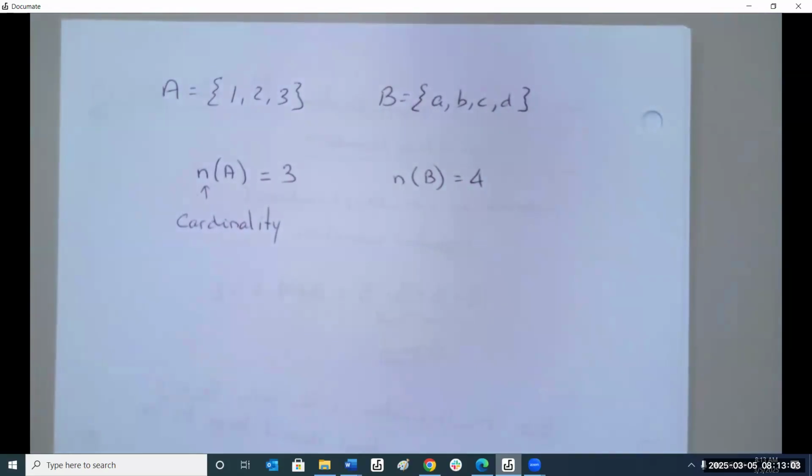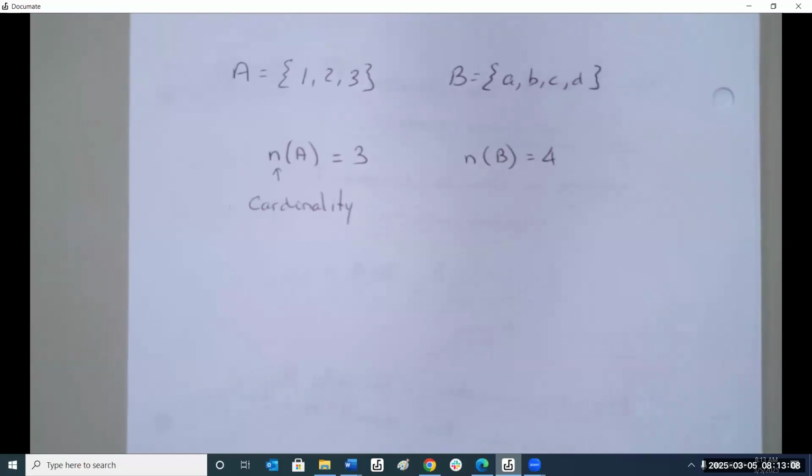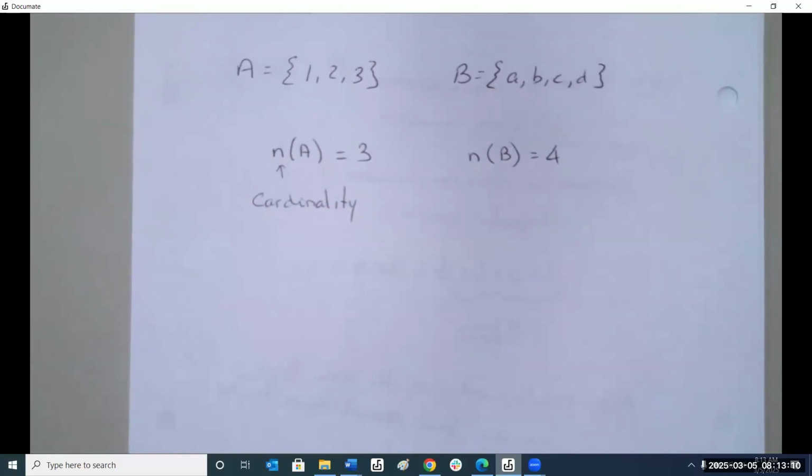The cardinality, the cardinal number. The cardinal number is the number that represents the number of elements in a set.